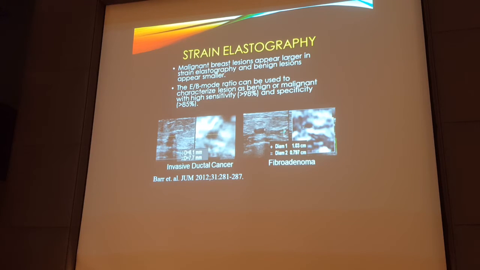Even though strain is relative, there's a unique feature of breast lesions with elastography, both strain and shear wave. The malignant lesions get larger on elastography and benign lesions get smaller. Why this happens, I don't know that anybody knows. We think some of it may be desmoplastic reaction in the cancers, but that doesn't explain why benign lesions get smaller. So we use what I call the distance ratio, the elastography ratio divided by the B-mode ratio, and if that ratio is equal to or greater than 1, we consider it malignant, and if it's less than 1, we consider it benign.